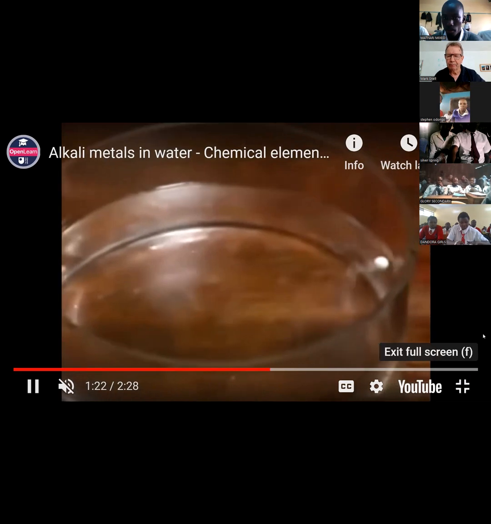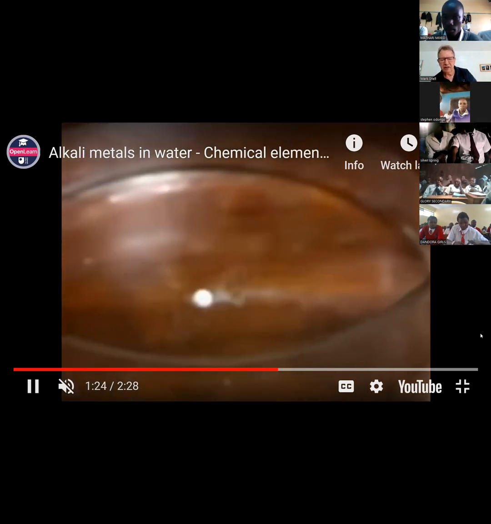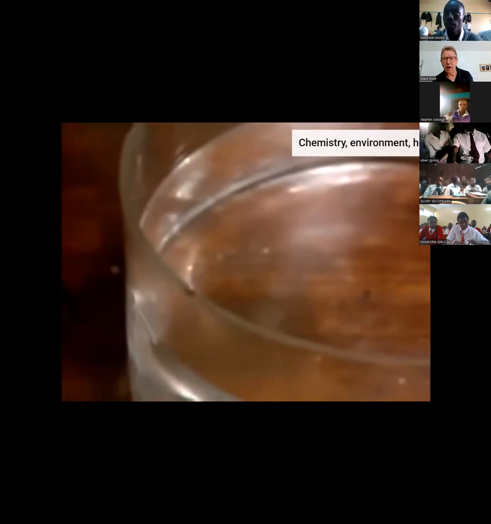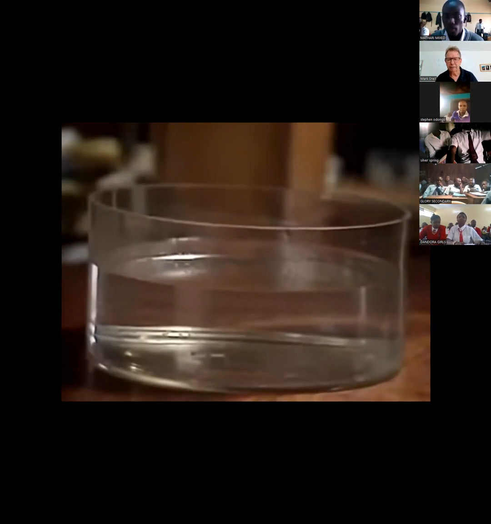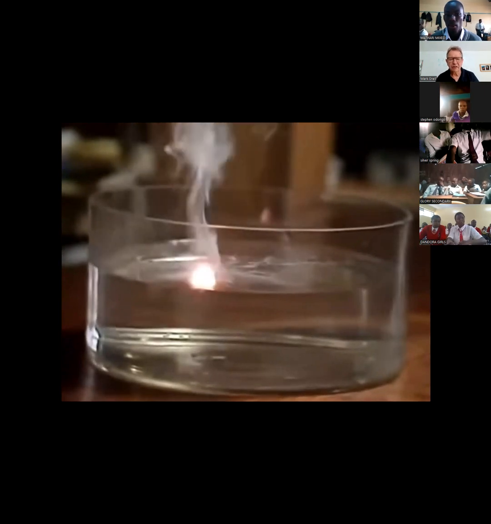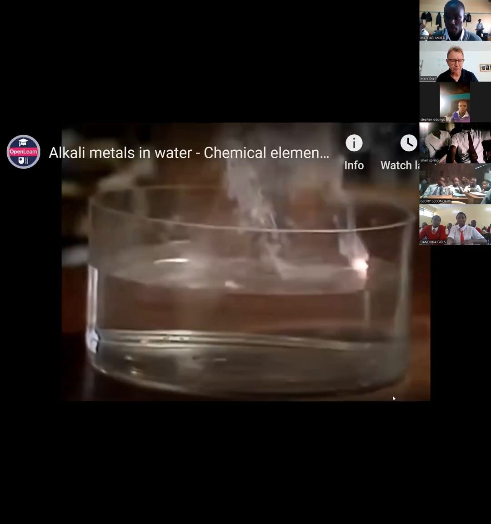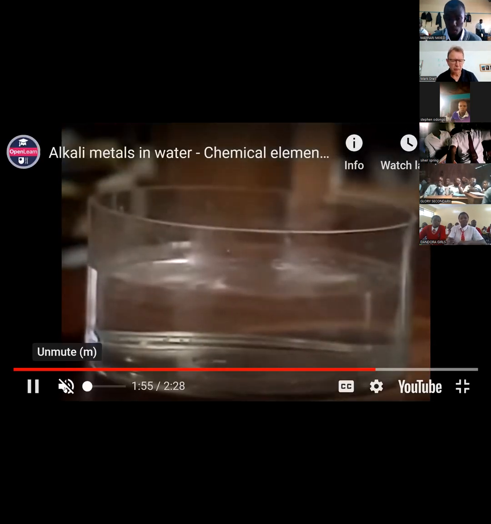This is sodium. Sodium goes a little bit faster and it melts. That's why it's round. Sometimes it actually catches fire. Now we're going to see the equation. This is Na plus H2O gives half H2 and sodium hydroxide. I'll write that out for you in a minute. This is potassium. Potassium is more reactive, so it catches fire straight away, and sometimes it blows up and makes a noise. I'm just going to turn on the sound for this.